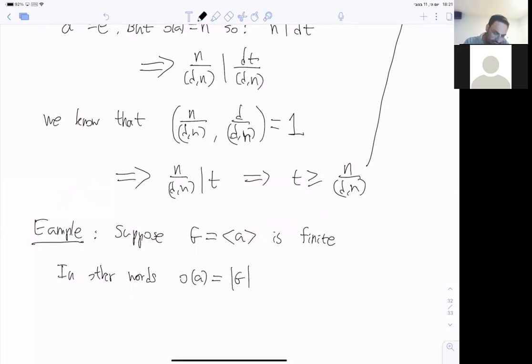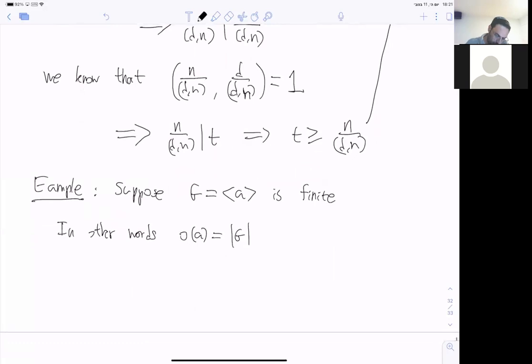And I'm asking myself, what other elements here do the same job? I mean, all elements here are A to the power of some d. Okay? To what d is A^d equal to G? This is my question. What do you say?